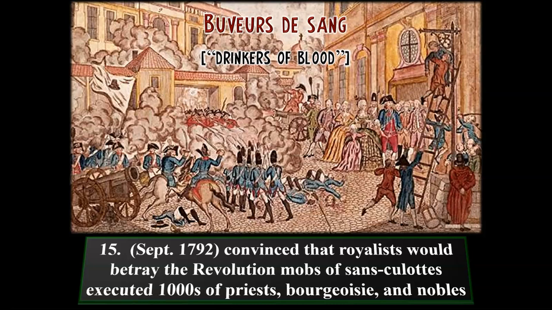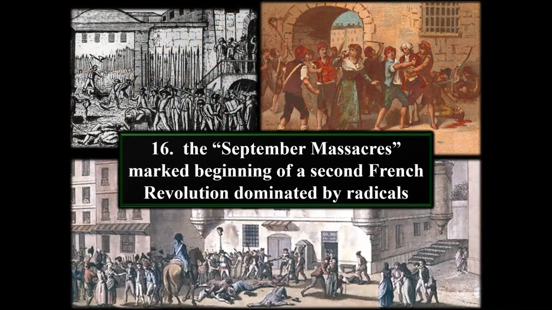So convinced that the Royalists were going to betray the revolution, mobs of sans-culottes execute thousands of priests, bourgeois, and nobles. And the September massacres start, which marked the beginning of a second French Revolution dominated by the radical faction, the political left.